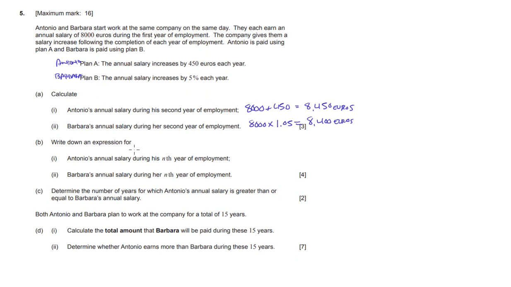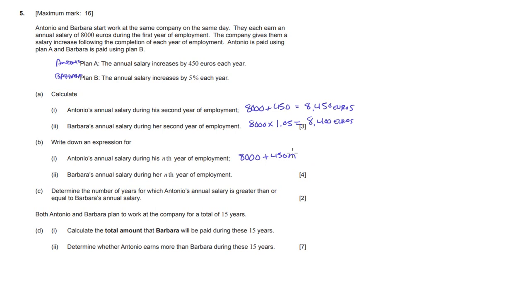Part B, write down an expression for Antonio's annual salary during his nth year of employment. Now, we've got to be a little bit careful with this because we've got to make sure that we use the right values for N. The first year of employment, he should make 8,000. So what we usually like to do is say, okay, it's 8,000 plus 450 times N, right? But if we did 8,000 plus 450 times N, and N is his first year, that's going to mean he made 8,450 in his first year, which we know is not true.